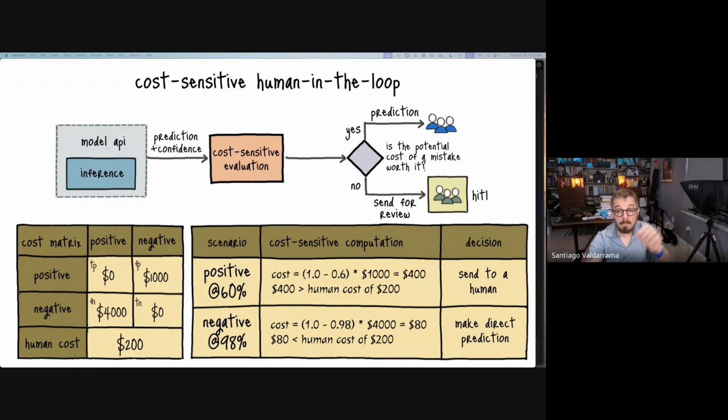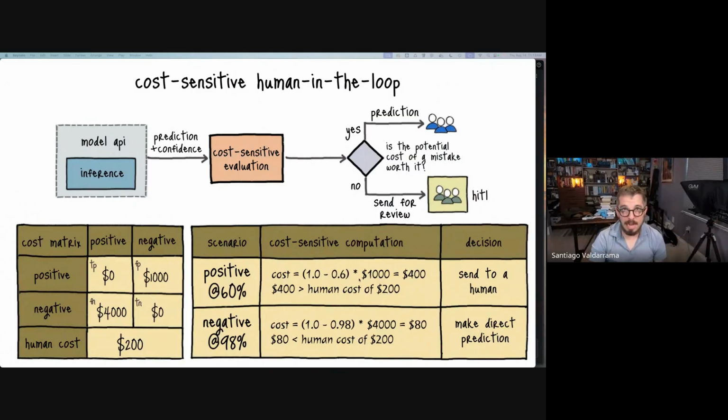The model is telling me it's about to break. So I'm going to say, the confidence that the model is going to make a mistake is 100% minus the 60% confidence, times $1,000, because this is a positive case, but if it's actually negative, it's $1,000. That's going to have a potential cost of $400 for me. If I send it to a human, the cost will be $200. Therefore, whenever I get in this scenario, I'm always going to send it to a human, because it's going to cost me more to make a mistake than what I'm going to be paying for the human to review this.